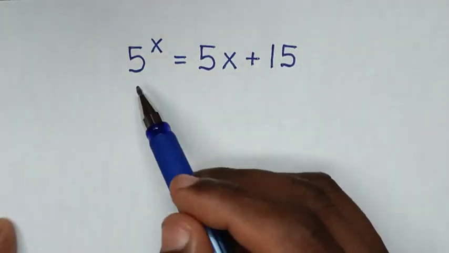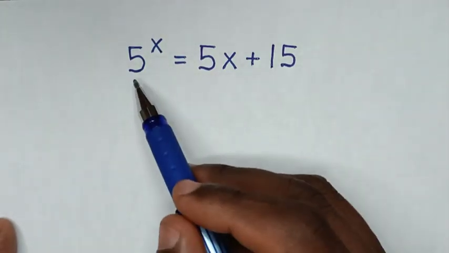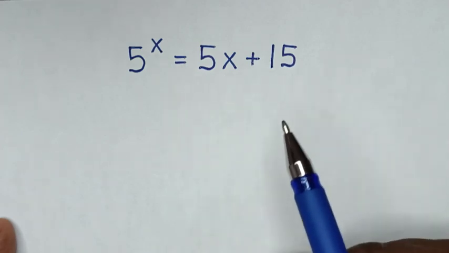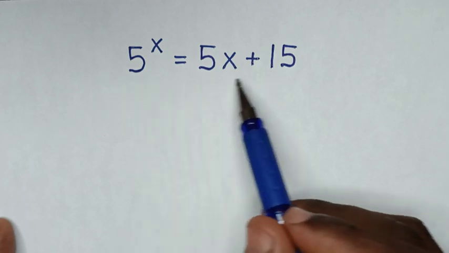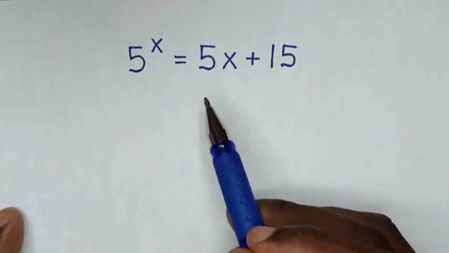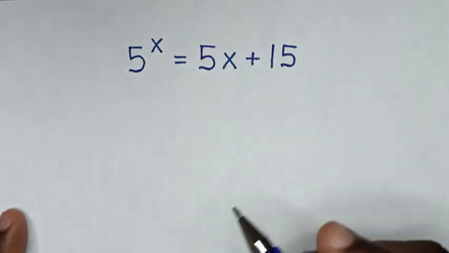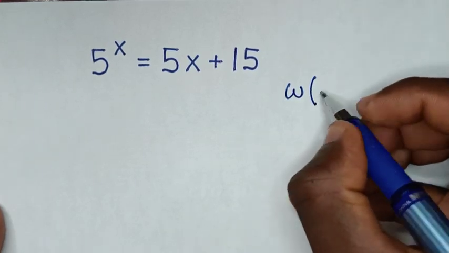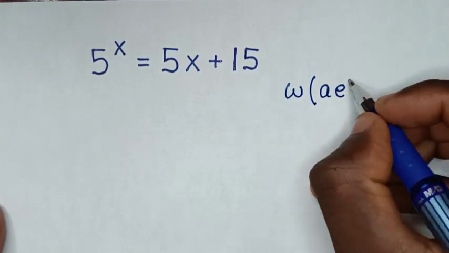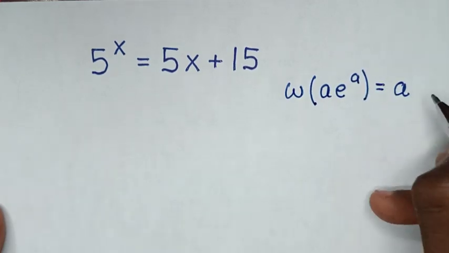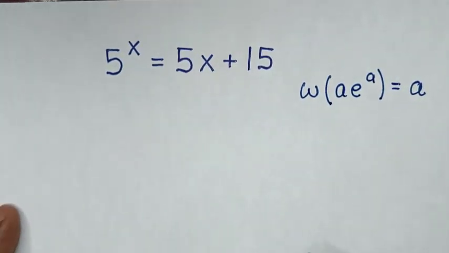Hello, you're welcome to solve this math problem, which is 5^x = 5x + 15, to find the value of x from this equation. We are going to solve it by using the Lambert W function, where W(a e^a) = a. So let's start solving it.